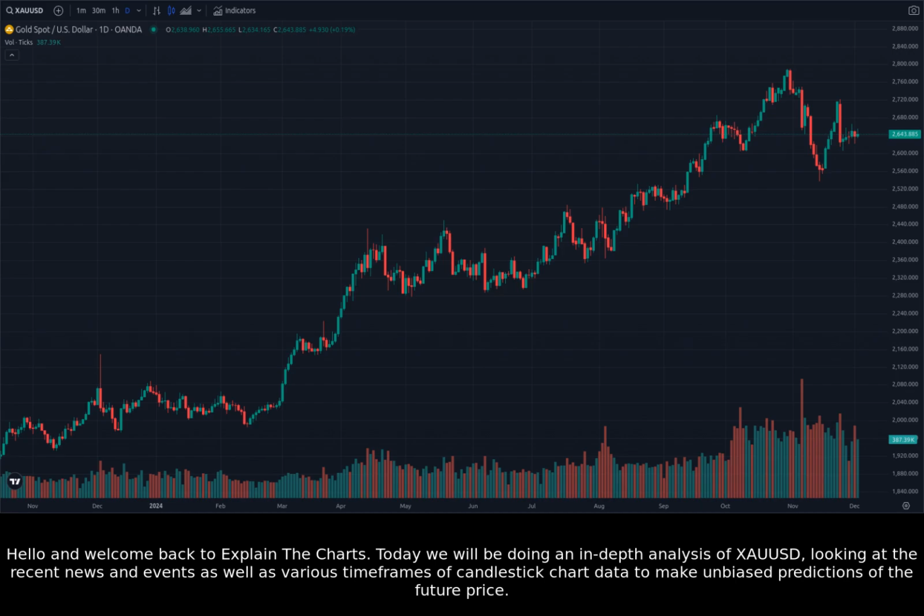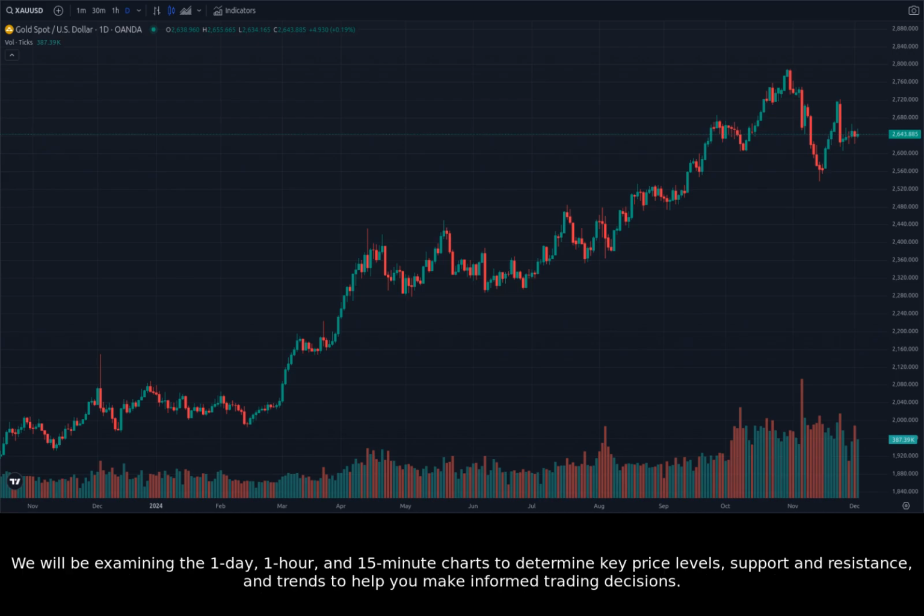Today we will be doing an in-depth analysis of XAUUSD, looking at the recent news and events as well as various timeframes of candlestick chart data to make unbiased predictions of the future price. We will be examining the 1-day, 1-hour, and 15-minute charts to determine key price levels, support and resistance, and trends to help you make informed trading decisions.